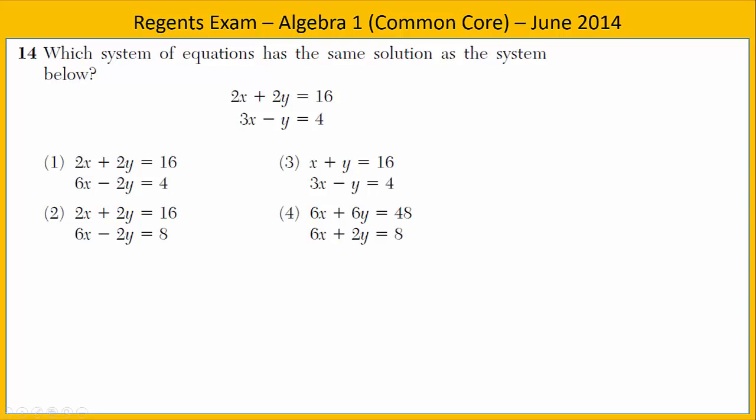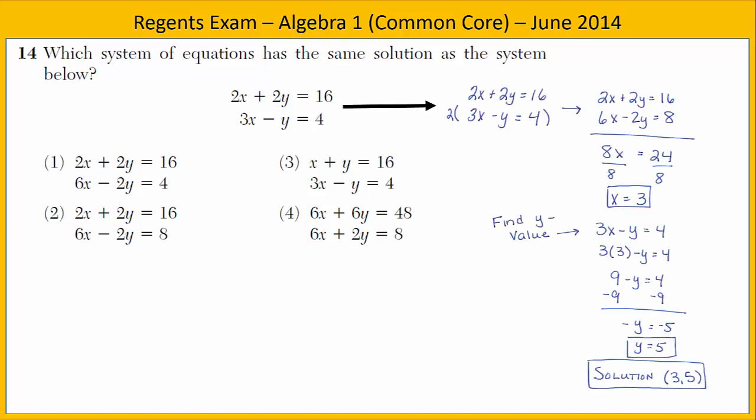In exercise 14, we're given a system of equations. We're given 4 choices and asked which of the systems in the choices has the same solution as the system given in the problem. There are several ways you could approach this problem, and let's take a look at a few of them. Some are more simplistic than others.